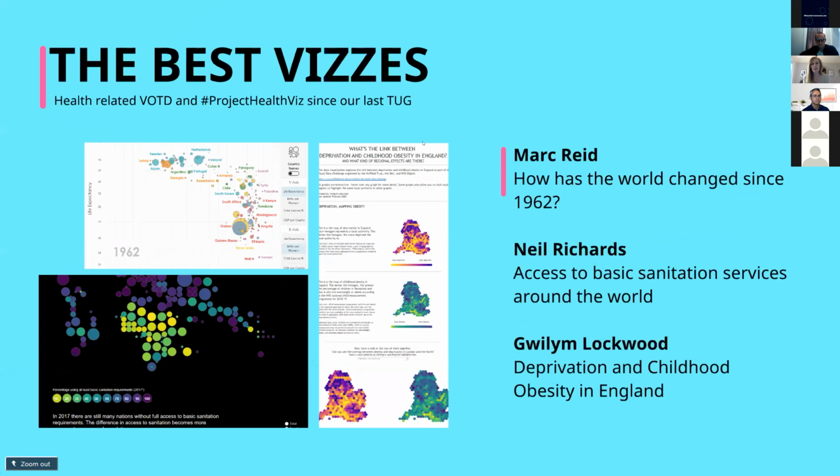Mark Reed did a recent one about how the world has changed since 1962, similar to the Gapminder type of visualization. Neil Richards had a Viz of the Day, access to sanitation services, which was a Project Health Viz data set recently. And then Gwynlyn Lockwood had deprivation and childhood obesity in England, which is fantastic, using some of the hex map concepts and highlights in there.